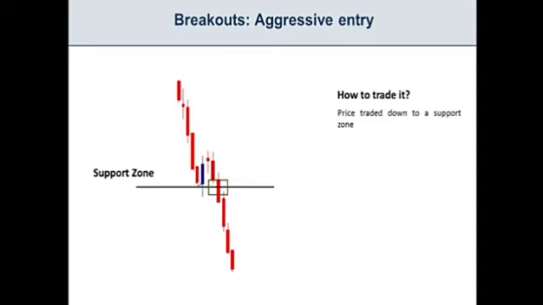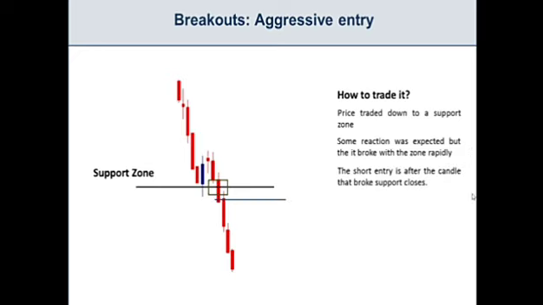Now, how do we trade an aggressive entry? Price traded down to a support zone, as we already told you. Some reaction was expected, but it broke rapidly through the zone. The short entry is after the candle that broke support closes, okay? And this candle must be big enough to take out the lows that were made at the area of support. We need to take out the previous lows, and this candle must be strong enough to actually mean that we have broken through, and this is not a fake out. And the stop loss should go above the last high, or if you want to trade with less of a risk, you should put your stops above the last candle's high.